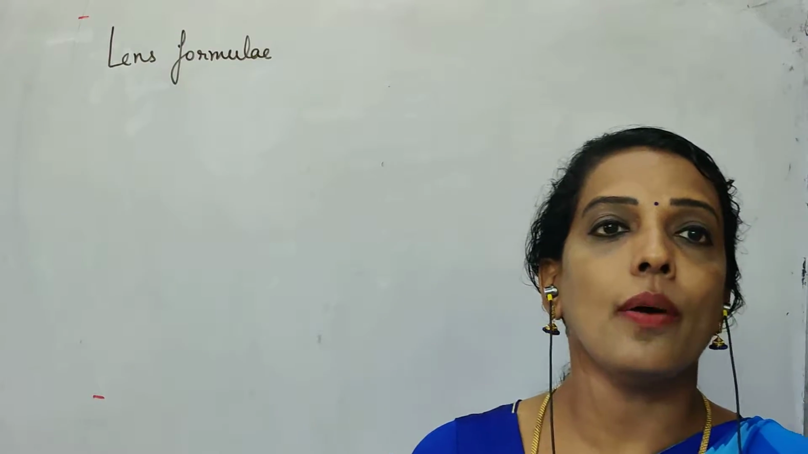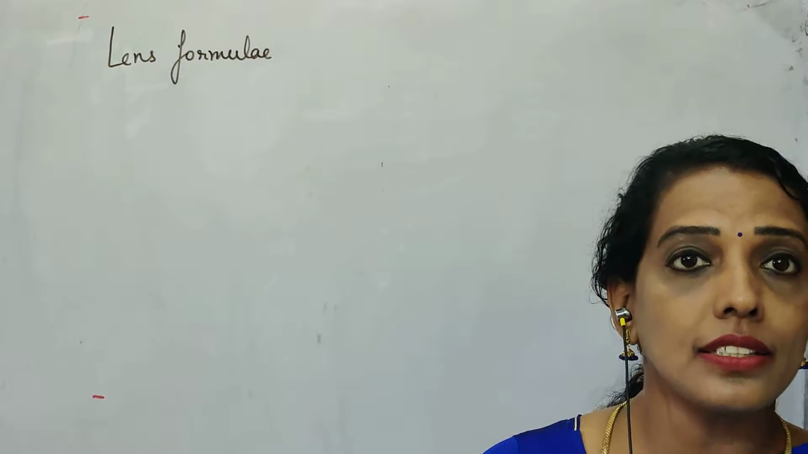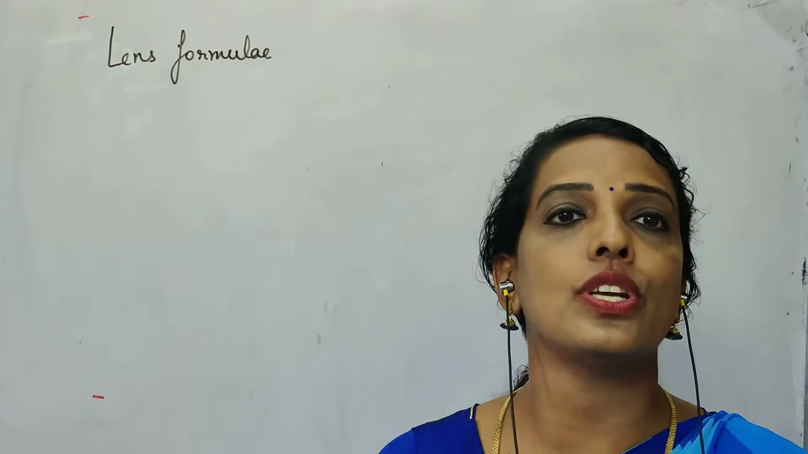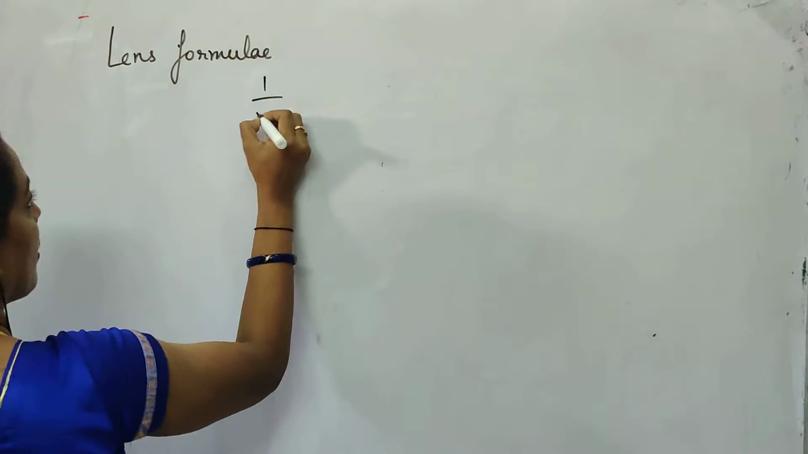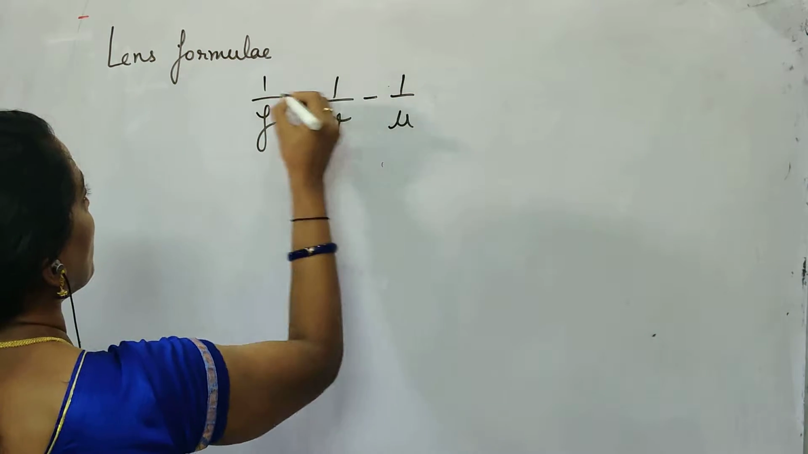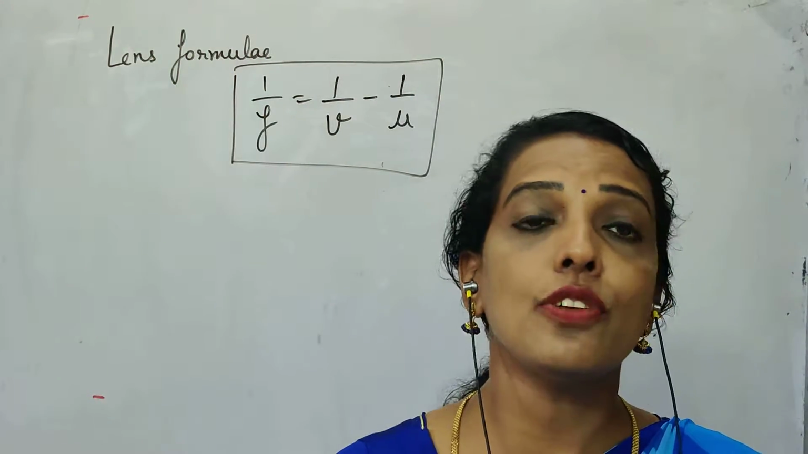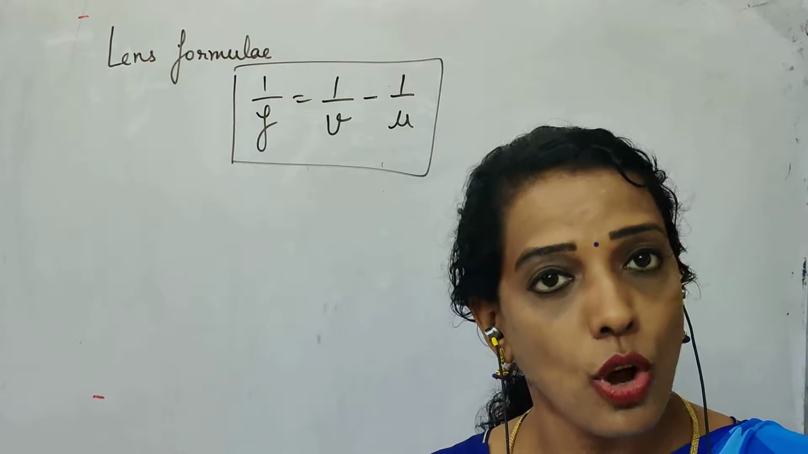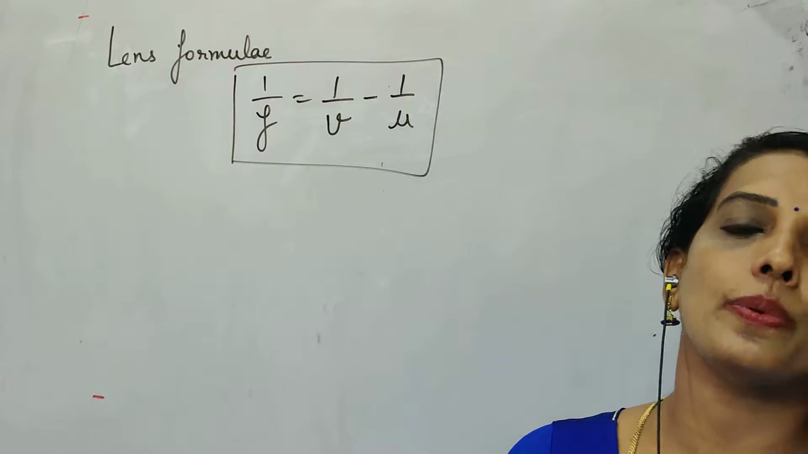What is lens formula? It's the relation among the distance of the object, the distance of the image and the focal length of a lens, and is called the lens equation or the lens formula. It is denoted by 1/f = 1/v - 1/u, where f is the focal length of the lens, v is the distance of the image from the optical center, and u is the distance of the object from the optical center.